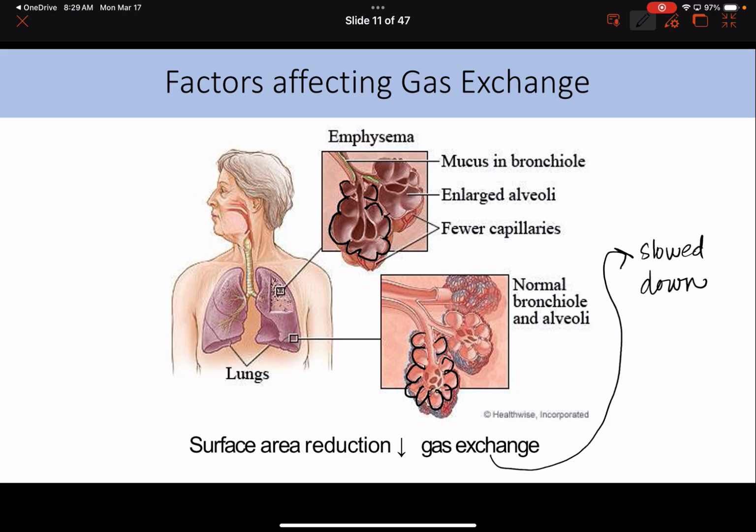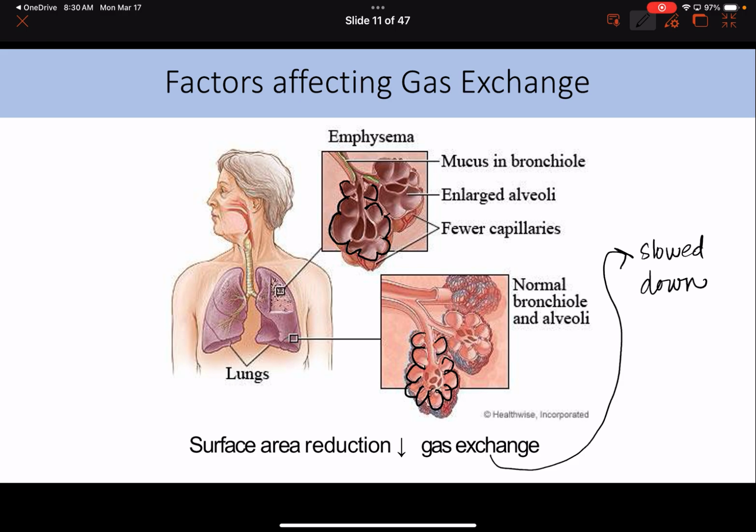And this could be one of the other reasons why we need that extra time in the capillary bed. So at rest, it only takes us 0.25 seconds to get to be fully oxygenated. But if you have emphysema and you have lower surface area in your lungs, then that gas exchange is going to happen a lot more slowly. And so you're going to need that extra half a second to get to be fully oxygenated. You may not even get fully oxygenated depending on how bad your emphysema is.